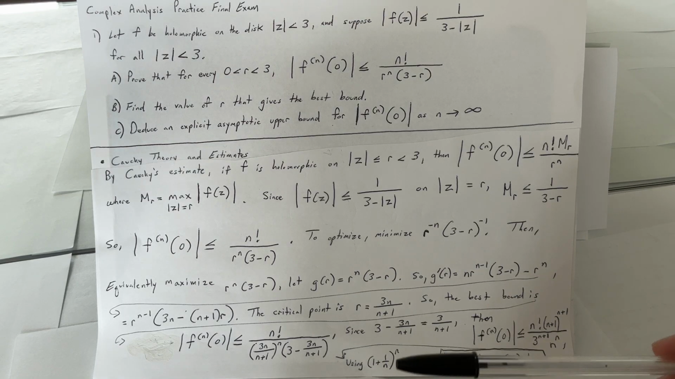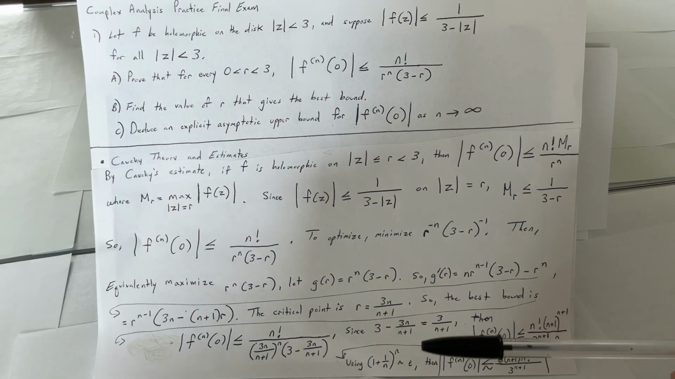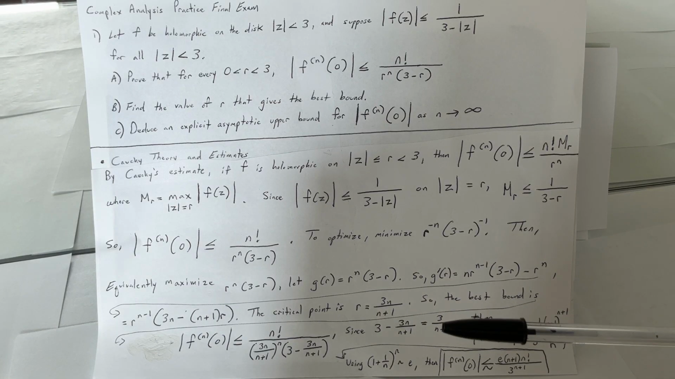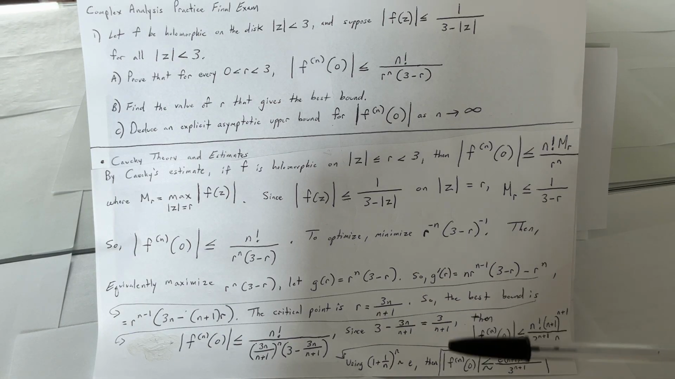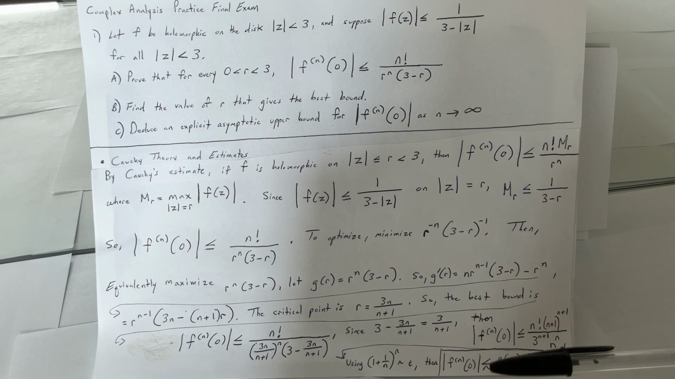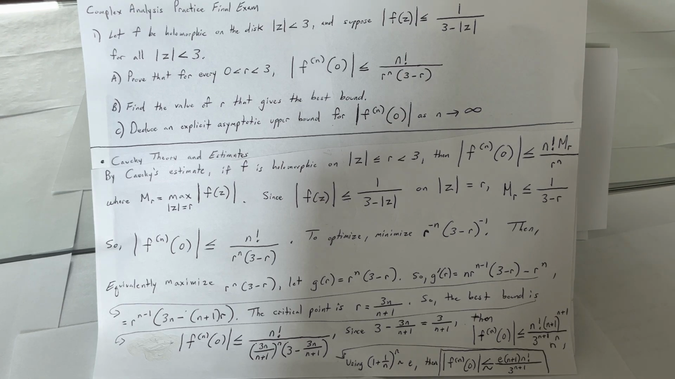So using 1 plus 1 over n to the n asymptotic to e, we have modulus f^(n) of 0, the nth derivative, is asymptotically comparable to the following: e times (n plus 1) n factorial divided by 3 to the n plus 1. Okay, so on to number 2.